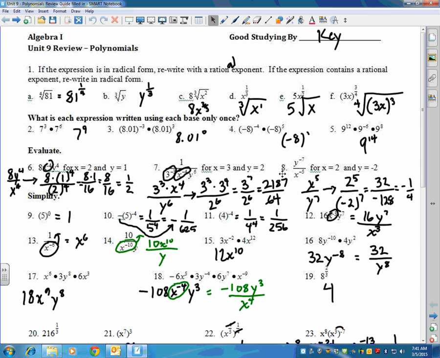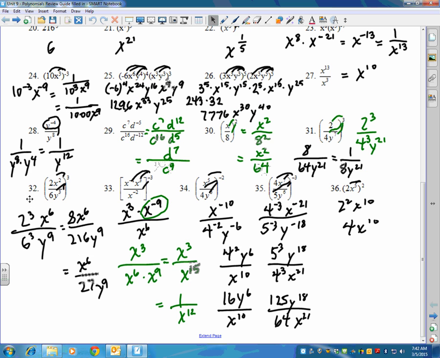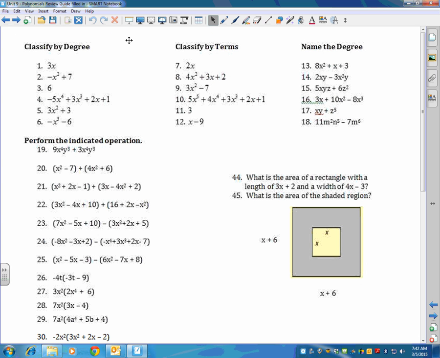But what I realized on number 8 is that I forgot to put in a -2 here, and that would end up giving us a negative number, and your answer for number 8 should be -1/4. Also, I noticed on number 32 that I did not reduce my fraction. I think I left it as 8x to the 6th over 216 y to the 9th. And 8 over 216 does reduce to 1 over 27, and I should have reduced my fraction there. I think that's what I did, and if I did, then I'm sorry, and I hope that you see the corrections now. Okay, let's go on and get to this side of the paper.